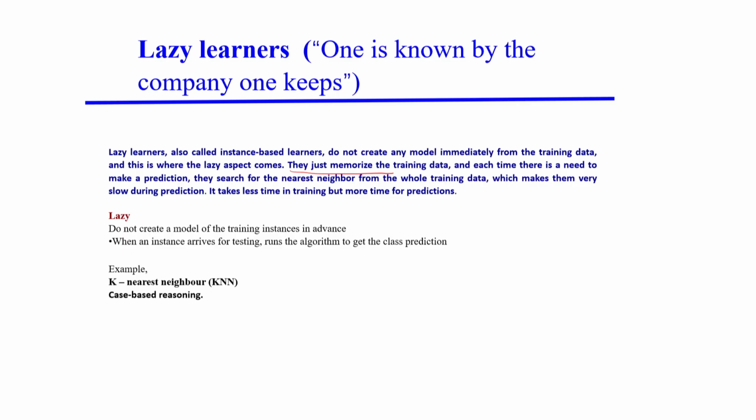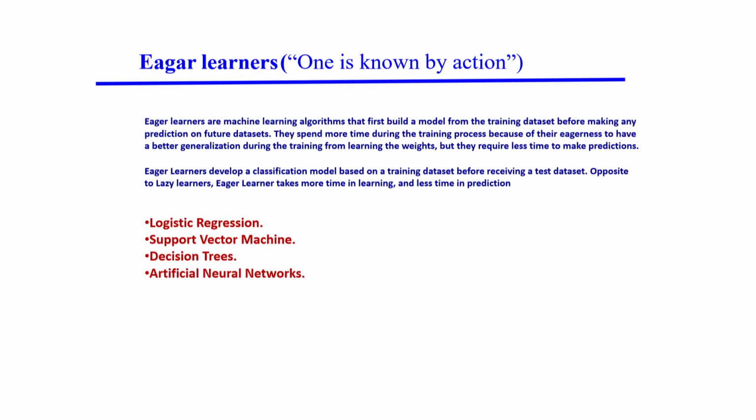There are a couple of examples. One is called K nearest neighbors, the other is called case-based reasoning. These are the lazy learners we know. The eager learners first build a model. Regression is a model, by the way. You may be thinking, what is a model?